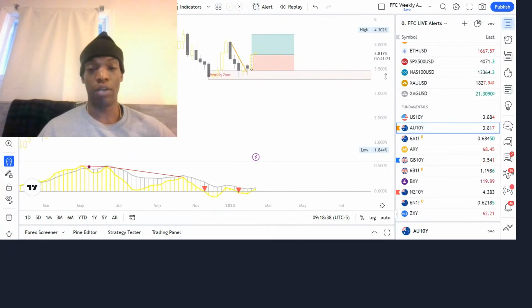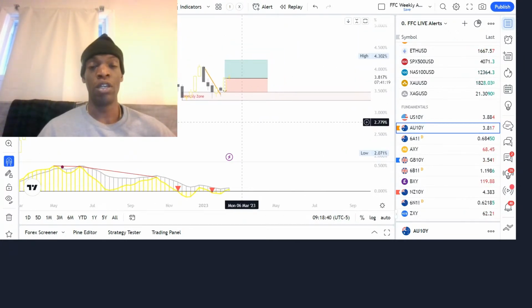Australia 10-year, I was able to mark out some of these zones, the monthly zones. So we're on the weekly time frame. Just be mindful of that. But these zones were marked off from the monthly, so that's why they look like that.